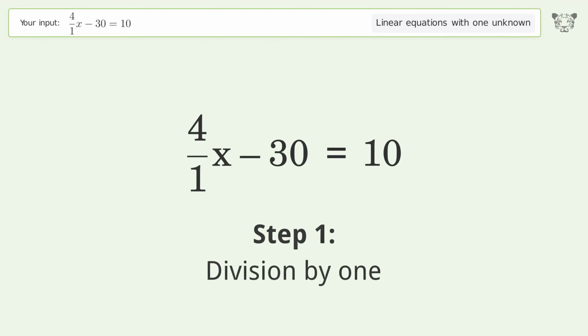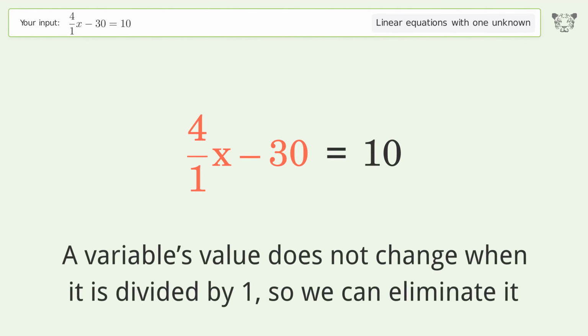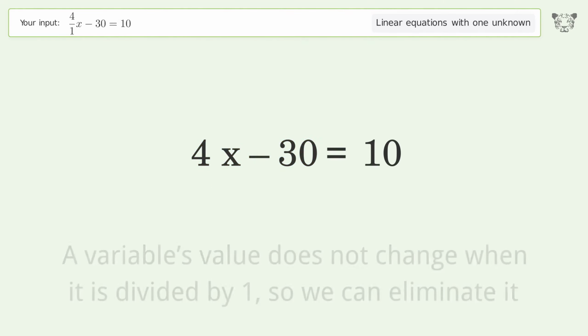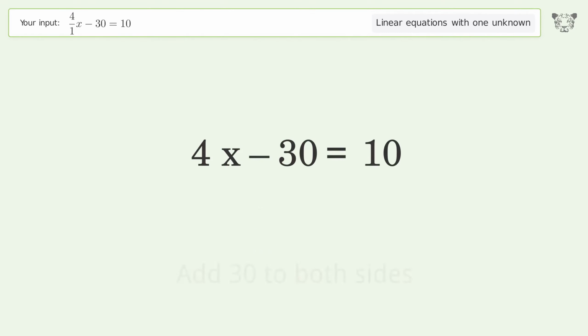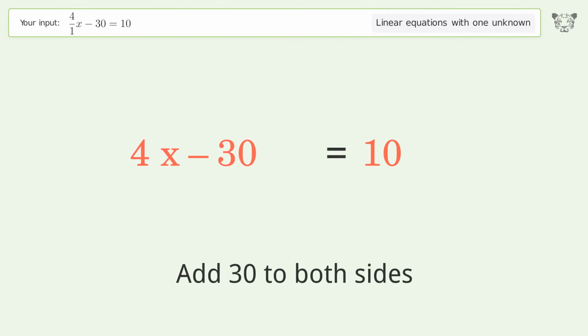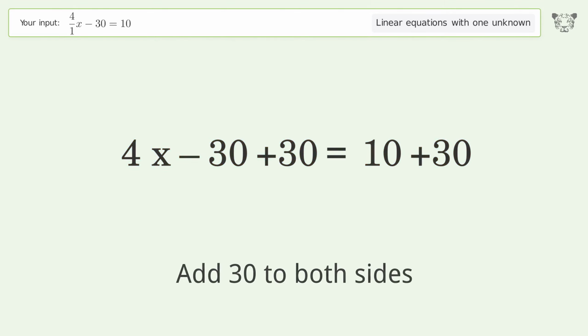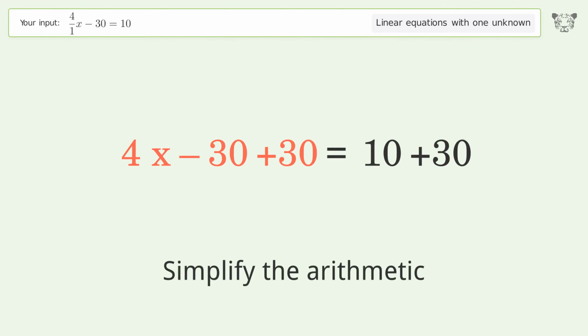Division by 1. A variable's value does not change when it is divided by 1, so we can eliminate it. Group all constants on the right side of the equation. Add 30 to both sides. Simplify the arithmetic.